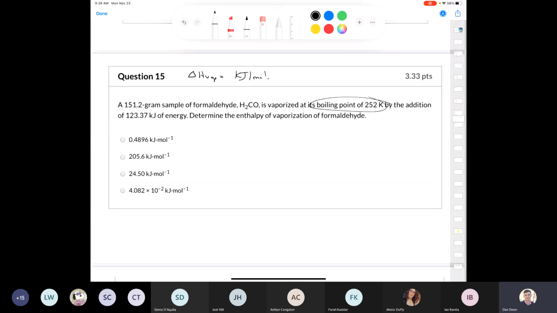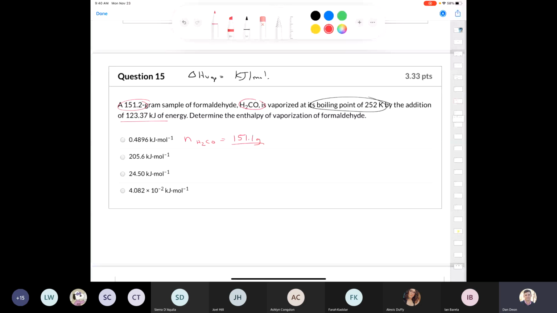But if we want to calculate the delta H of vaporization, we have the amount of energy that's required. All we need is the number of moles. Well, where am I going to get the number of moles? I have the mass of my formaldehyde, and I can calculate the molar mass from the molecular formula. Let's calculate the number of moles of formaldehyde. So H2CO is going to be equal to 151 grams of formaldehyde divided by its molar mass.